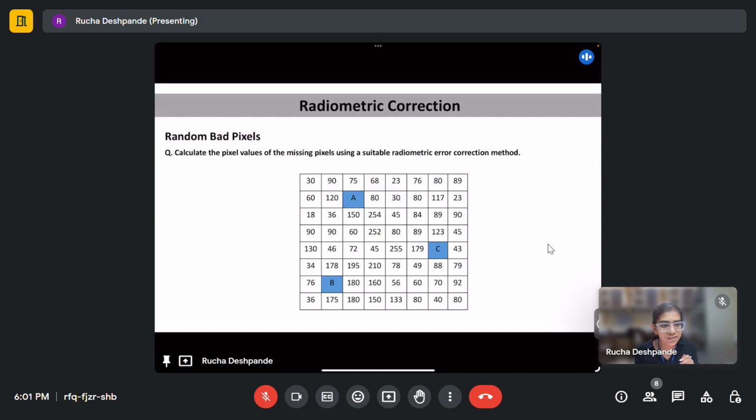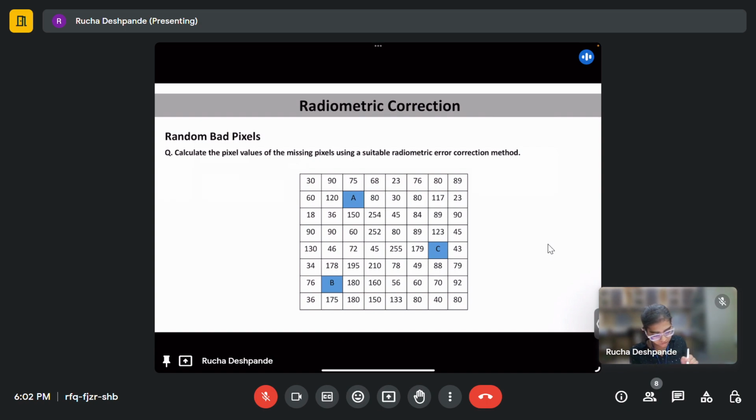So we were discussing geometric corrections in the last session, and then we could not discuss radiometric corrections due to the time constraint. So let's quickly do a couple of problems on radiometric correction, and then we'll move to digital image processing.